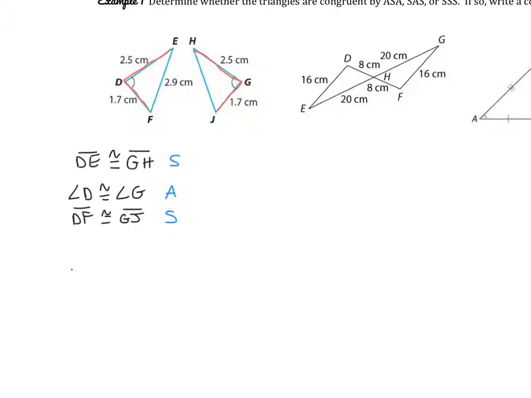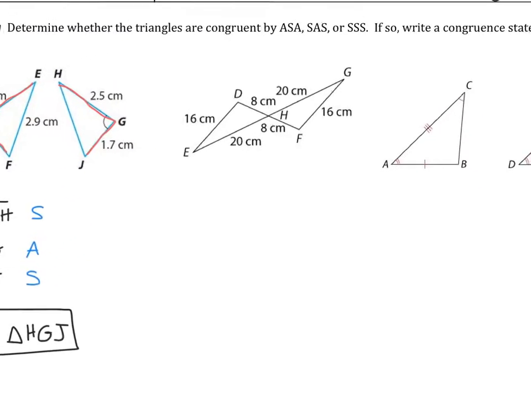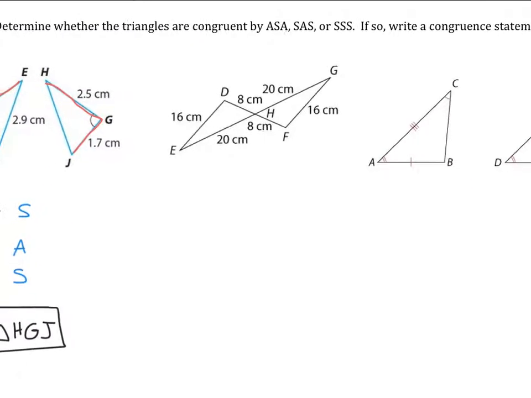So let's see if we can list a congruent statement. So let's say I call the first one EDF. Let's see if we can match the corresponding parts. So I know that E must go with H, D must go with G, so therefore F must go with J. So we have determined using side, angle, side that the two triangles are congruent. Okay, let's look at this next one.